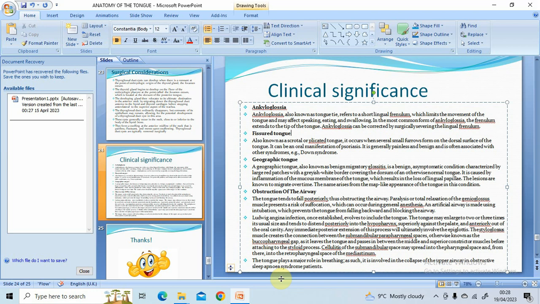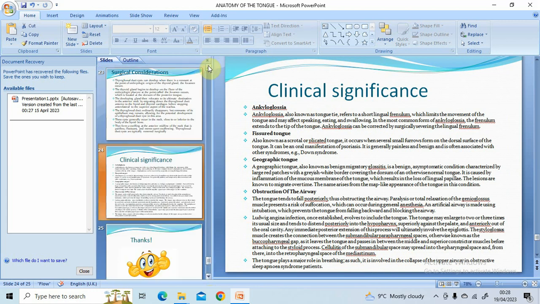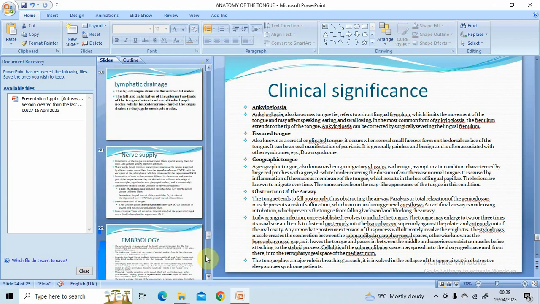There are some other ones, which is the Ludwig angina, an infection originating from the teeth. When the tongue enlarges 2 to 3 times its size, it can cause obstruction. So the tongue plays a major role in breathing. As such, it is involved in the collapse of the upper airways in obstructive sleep apnea syndrome patients. So this is about this. There are some other ones, but these few are the ones I could present because of time.